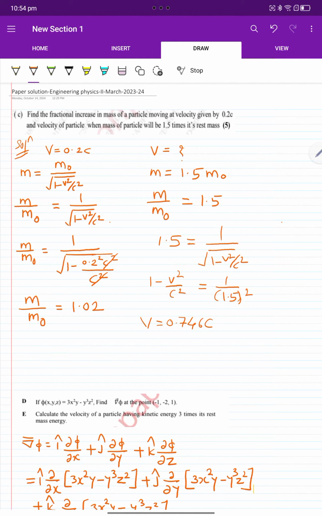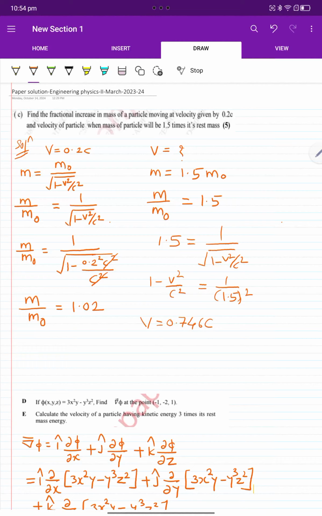Okay, students, welcome. Today we'll solve one of the papers of Engineering Physics 2, March 23-24. All of you can see on your screen there is a question: find the fractional increase in the mass of a particle moving at a velocity which is 0.2 c.